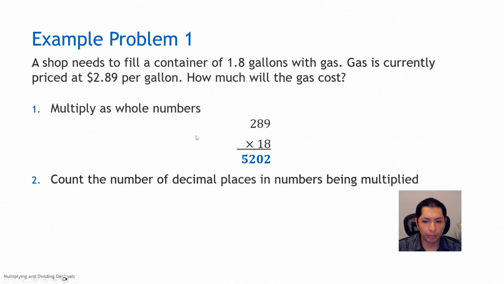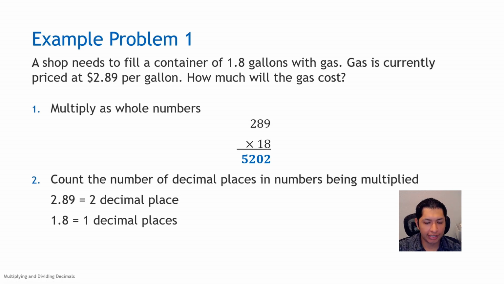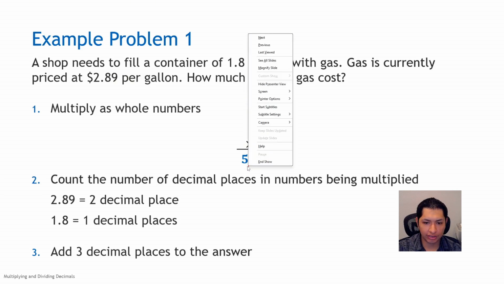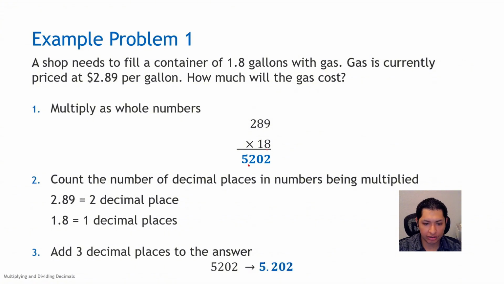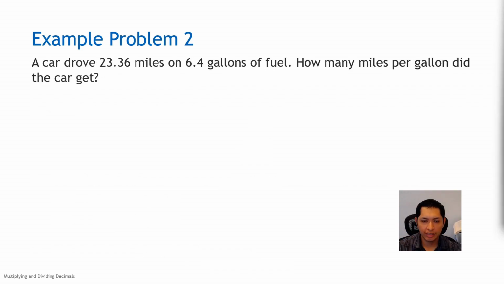Next, you are going to count the number of decimal places in the numbers being multiplied. So you look at the number of decimal places in $2.89 and in 1.8 gallons. 2.89 has 2 decimal places and 1.8 has 1 decimal place, and the sum of that is 3 decimal places. So you add 3 decimal places to the answer, which means you place the decimal point here so that the answer has 3 decimal places, and the answer goes from 5,202 to 5.202, and that is the answer. Example problem 2.